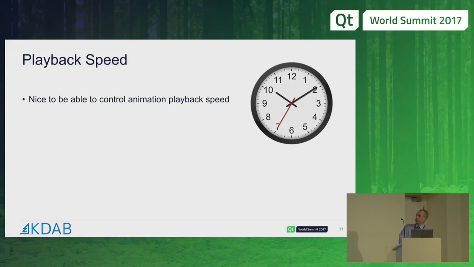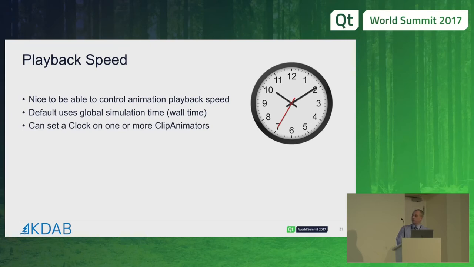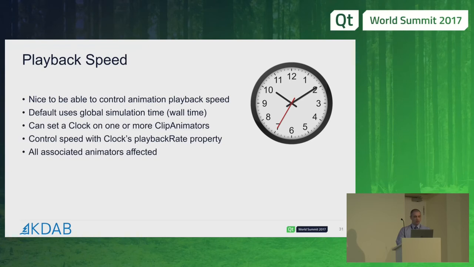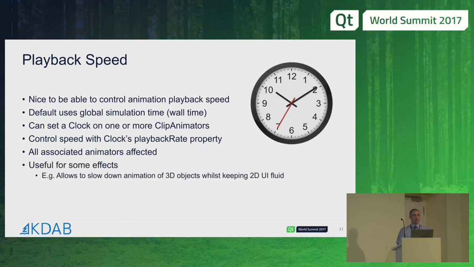We can also control the playback speed. By default, they all use the same animation clock, but we can specify a clock on one or more clip animators, and then we can control the playback speed with the clock's playback rate. All animators that have that clock set as their clock property will be affected. So this allows you to do some nice effects like keeping your UI animations running at full speed while slowing down all of your 3D animations and get some nice bullet time type effects.